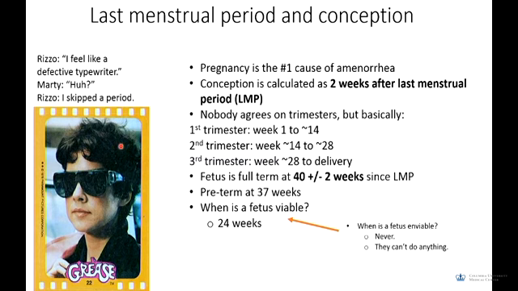And we calculate conception as 2 weeks after the last menstrual period, or LMP. Nobody really agrees on what trimesters are, but basically you split it up. The first one is weeks 1 to 14, the second is weeks 14 to 28, and the third is 28 to delivery. We consider the fetus at full term at 40 plus or minus 2 weeks since the last menstrual period, and it's preterm at 37 weeks.